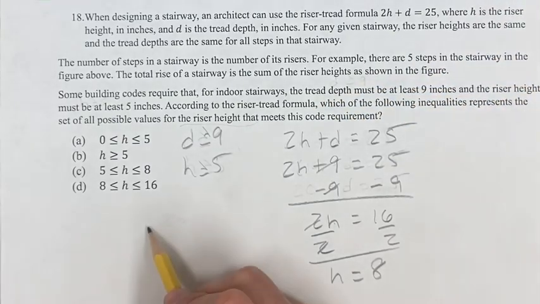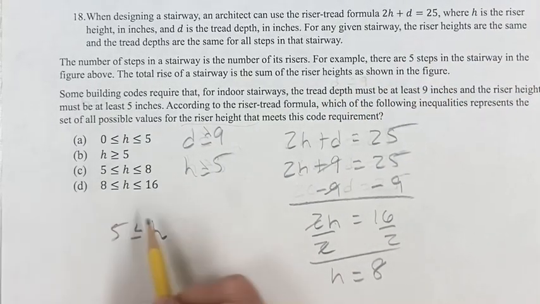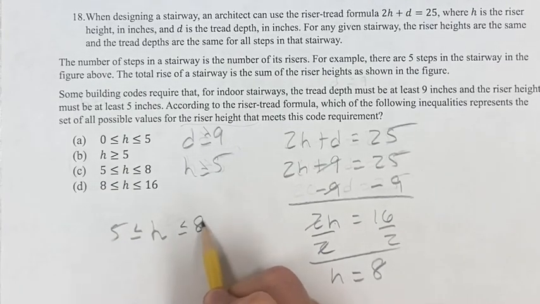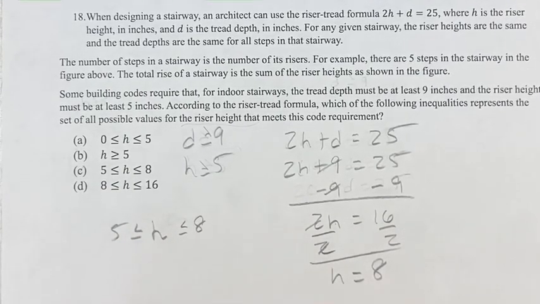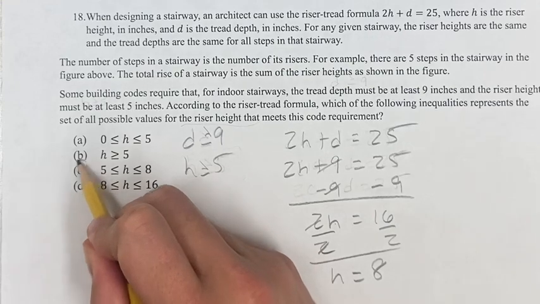So h must be greater than or equal to 5, but it has to be less than or equal to 8. 5 is the smallest it can be, 8 is the largest it can be, and this lines up with C.